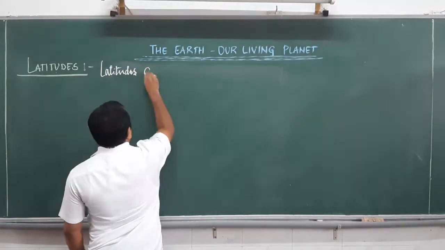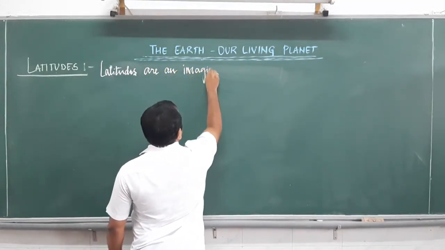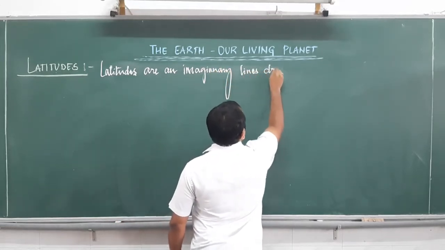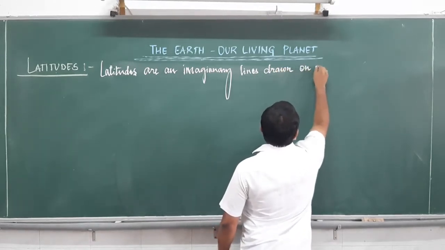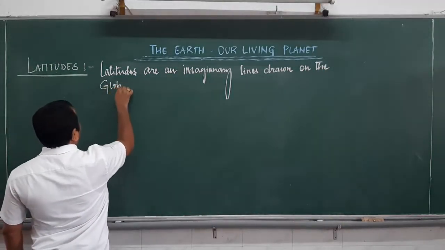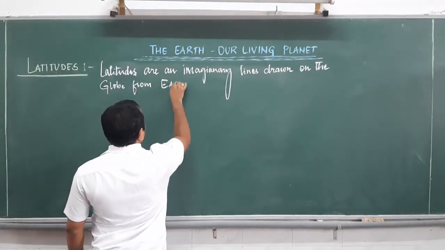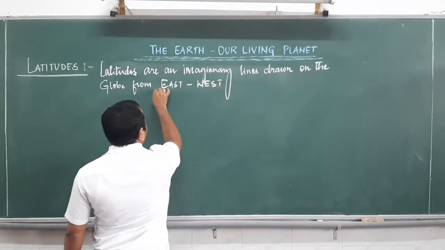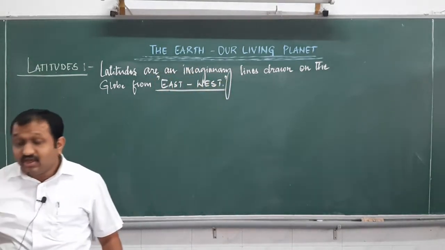Latitudes are imaginary lines drawn on the globe from east to west or west to east. This is what we call latitudes.